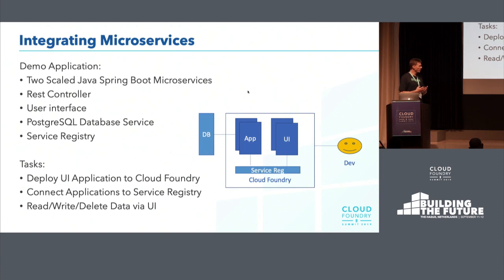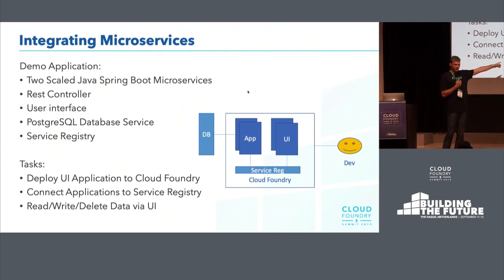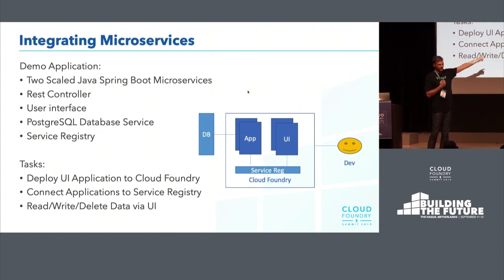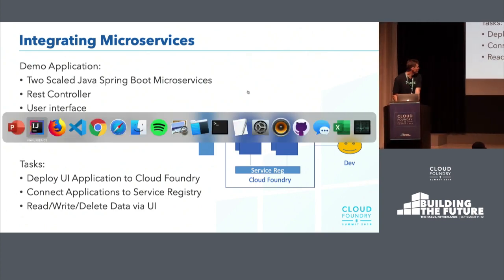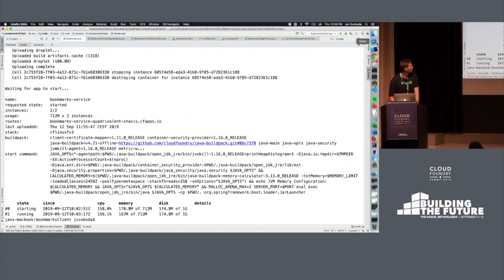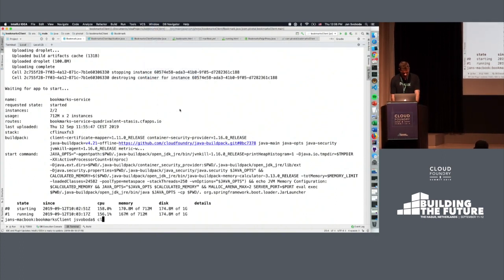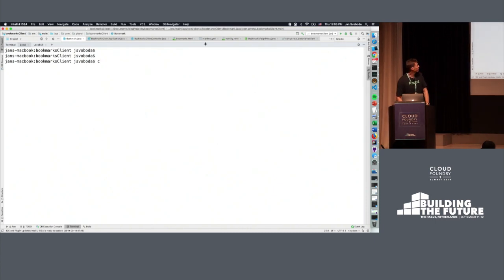So what I will do now is push this new UI service. The new UI service will register in Eureka, in the service registry, and will also be able to find the other service and connect to it. So let me show you a live demo of how this works. I have the second service here, bookmarks client. Okay, so let's clear this. I can show it to you a little bit.